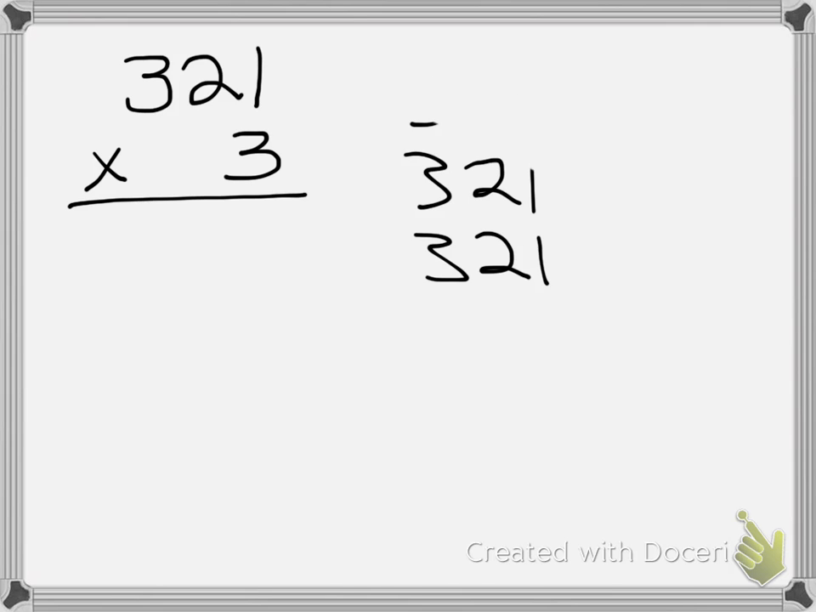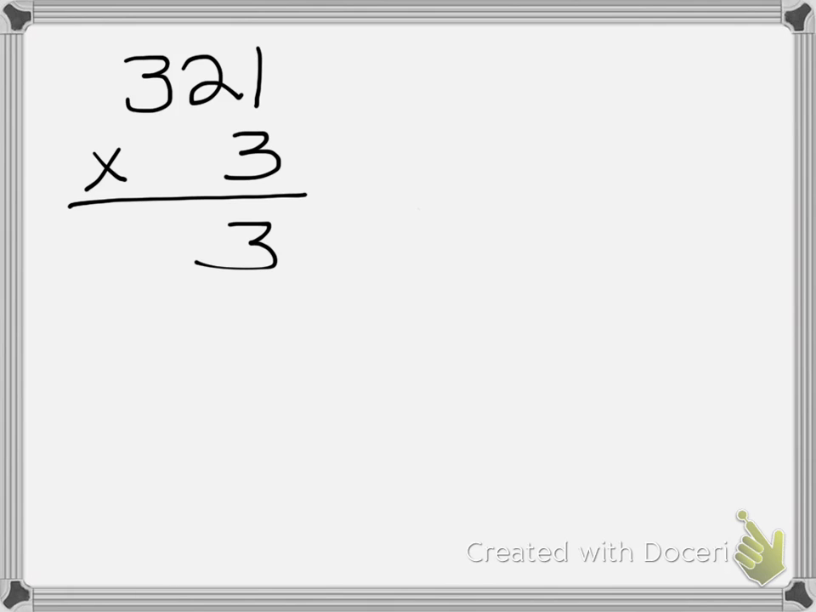Now when we first learned how to do it last year, I wanted you to understand the value and really see what you're doing when you multiply by bigger numbers like this. So we are putting 321 together 3 times. We're adding it together. So we're multiplying the ones, we're multiplying the tens, and we're multiplying the hundreds. So we always start by multiplying the ones, and 3 times 1 is 3.